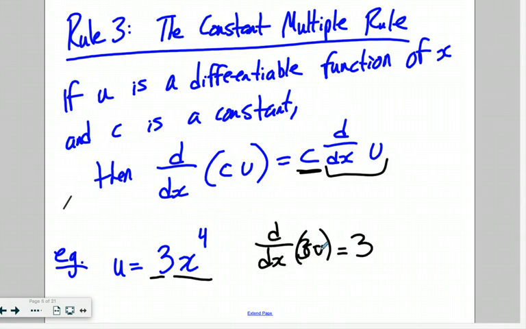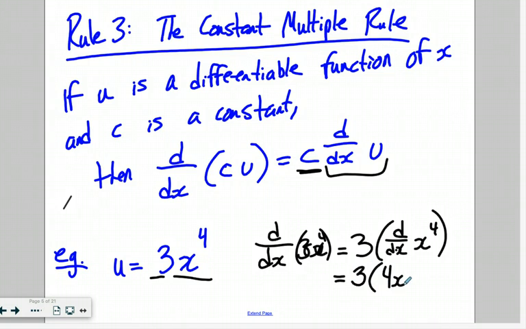So the derivative of 3x to the power of 4 is going to be 3 times the derivative of x to the power of 4. And we've just seen in the previous example that x to the power of 4 has a derivative of 4x cubed, because we take our exponent of 4, bring it down to become the leading coefficient, and then we drop our exponent by 1, so it's 3. Then we can simplify this by multiplying: 3 times 4 is 12x cubed, and that's going to be our derivative.